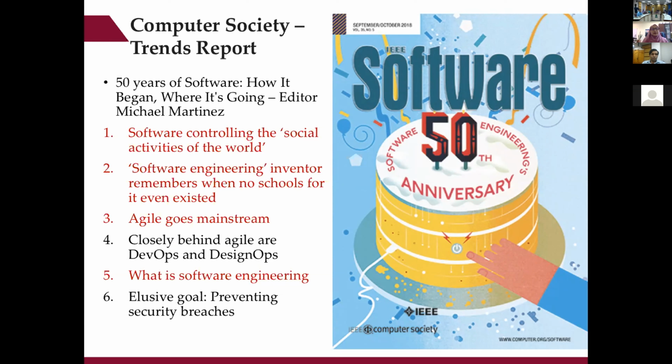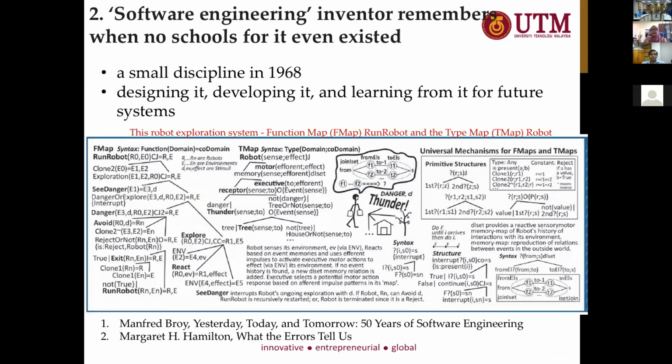The first one is software controlling the social activity of the world. The second is software innovators remember when no school for it even existed, meaning how we started from zero software engineering knowledge, or minimum software engineering knowledge, and how we help in developing software engineers in solving the changing world situation. And then Agile goes mainstream, and then there are many more developments in software engineering.